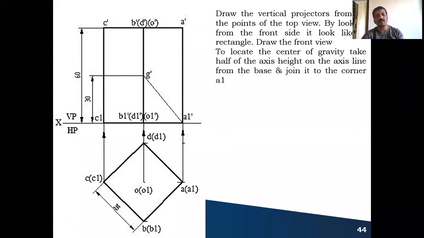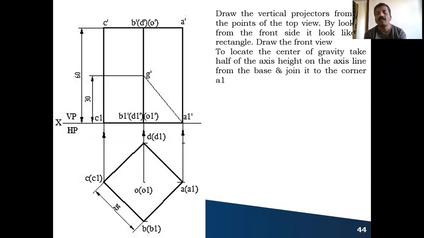And the rest of the things remain same. And after completion of this front view, how did we locate the center of gravity in the pyramid? Can you remember that? For the pyramid, how did you locate the center of gravity? The center of gravity for any pyramid lies 1/4 of the height from the base, on the axis line. So that is the center of gravity.